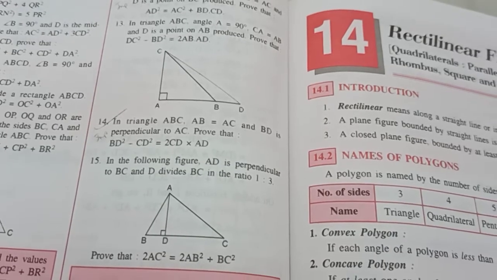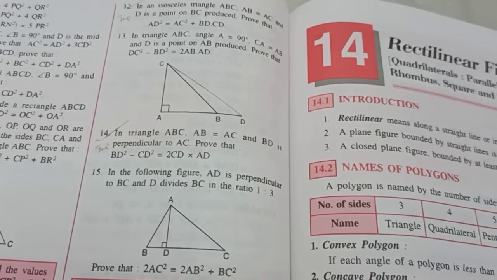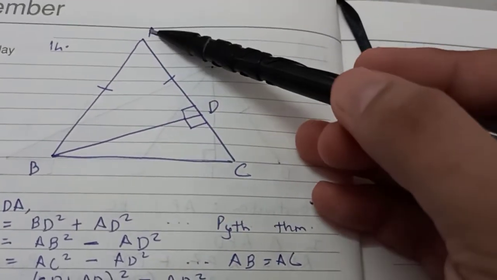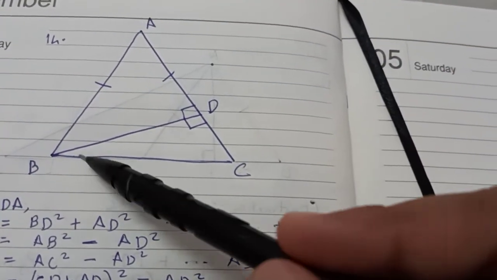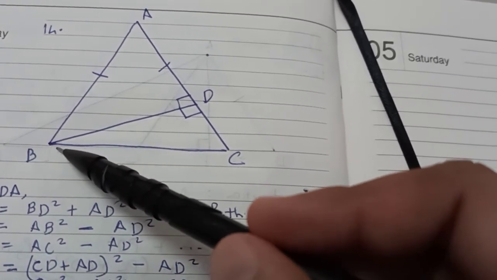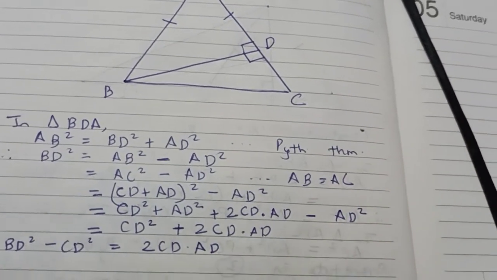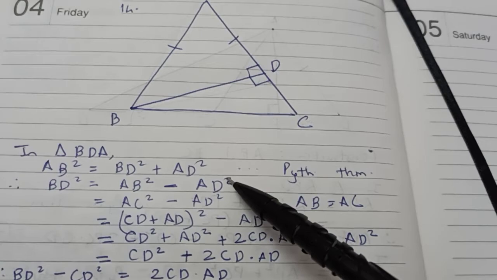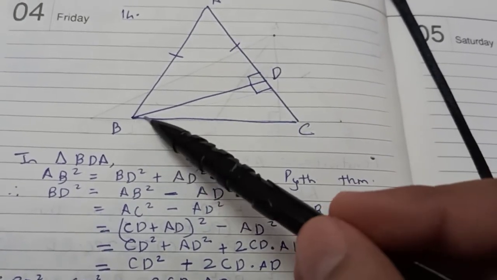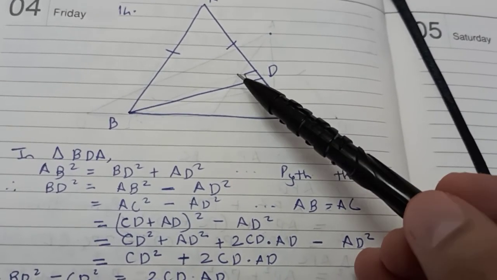Now the 14th sum again has an isosceles triangle, and they ask us to prove this. Notice here AB is equal to AC entirely, and no need for construction. They have already told us to construct BD perpendicular to AC. First, let's use Pythagoras theorem in triangle BDA to get the value of BD squared, which is what is given in the LHS of the question.